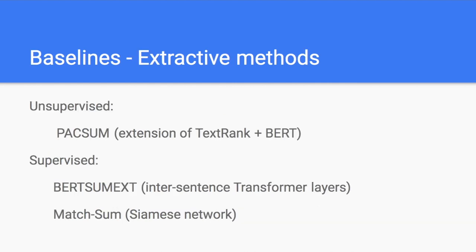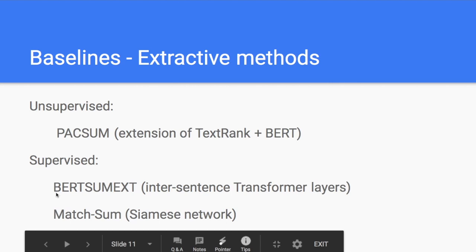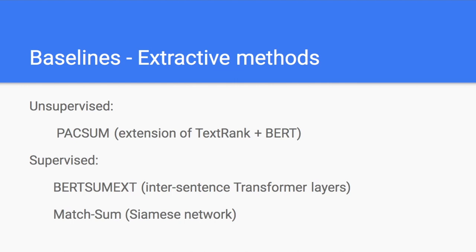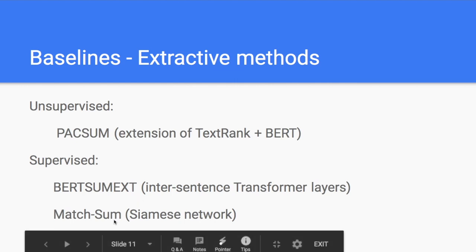Okay, so let's look at the baselines in their experiments. They select several baselines for extractive methods. One is for unsupervised extractive summarization, called PACSUM. It's basically a combination of TextRank and BERT. They use BERT as a text encoder for TextRank. Another is a supervised one, called BERTSUMEXT. They use inner sentence transformer layers to let the transformer understand the relationship between sentences. And also MatchSum, a transformer plus a Siamese network.